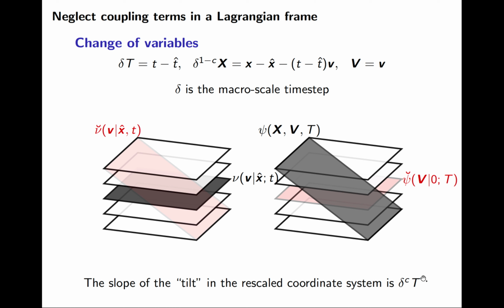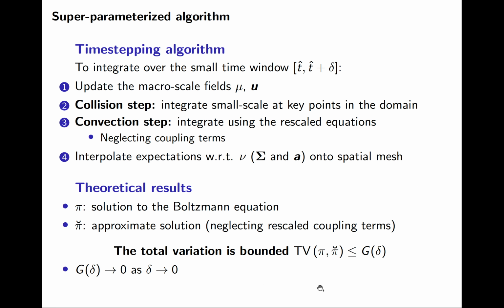So we need it to be a relatively small time window. So t is order 1. And then the error is something like delta c, so that as our small time window goes to 0, so this macro scale time step parameter goes to 0, the error also goes to 0. So this transformation that allows us to neglect the coupling terms in some transformed Lagrangian domain is the last ingredient that we need to define our entire superparameterized algorithm to solve the Boltzmann equation.